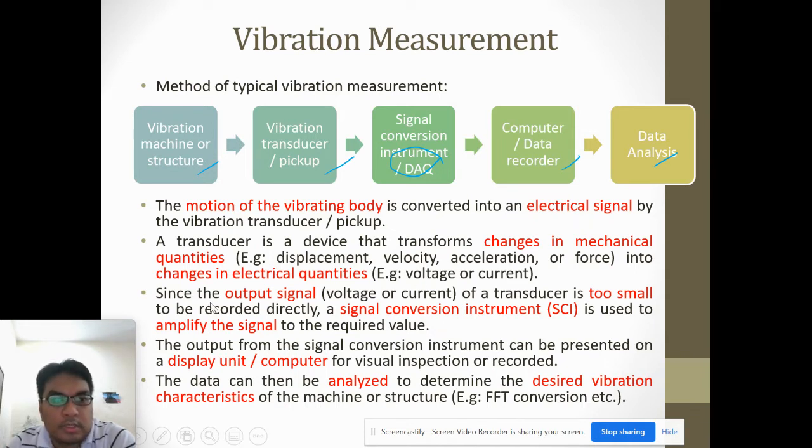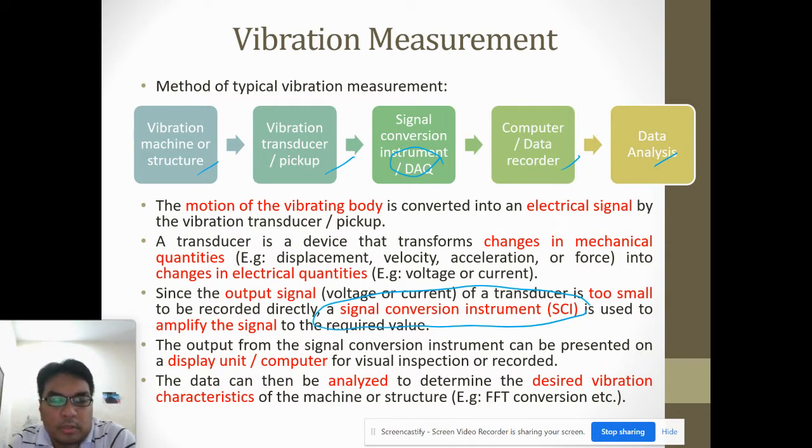Since the output signal of a transducer, such as voltage or current, is too small, because the transducer itself is small and cannot provide high voltage or current, when we need to read the data we need an amplifier, or what we call a signal conversion instrument, SCI, so that it can amplify the signal to the required value so that the data analysis can be done later on.